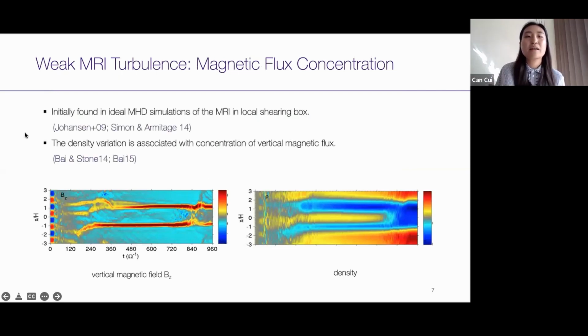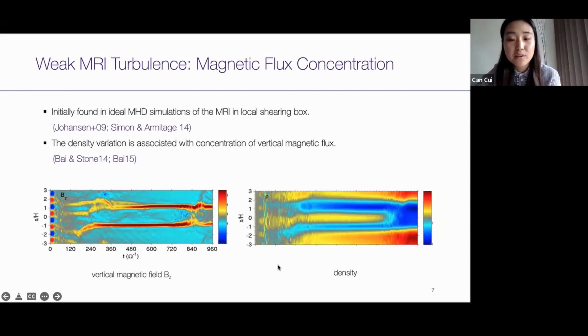Okay, so about the magnetic flux concentration, it was initially found a few years ago in ideal MHD simulations in a local shearing box for the MRI. If you look at the left panel here, the colors are the vertical magnetic field strengths. The x-axis is the evolutionary time, and the y-axis is the radial location. So you can see that there are 2 concentrated flux sheets formed in this local simulation.